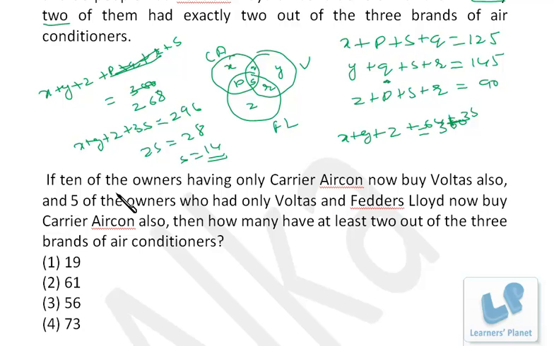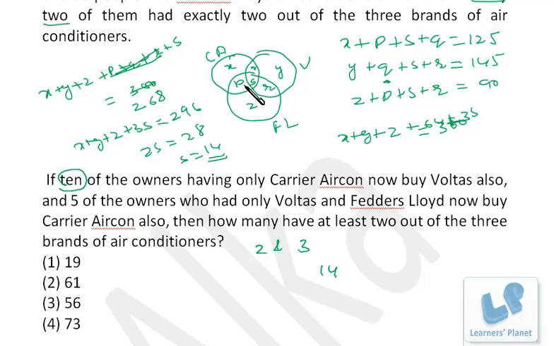Now see this one. If 10 of the owners having only Carrier aircon now buy Voltas also, and 5 of the owners who had only Voltas and Feathers now buy Carrier aircon also, then how many have at least 2? Now that means we have to find out 2 and 3. 3 we already have, 14. Okay. And in case these persons having Voltas and Feathers are now shifting to Carrier aircon, they are already included, right? So the only new entry is this 10. These 10 persons were having only Carrier aircon, now they are coming to 2 ACs.